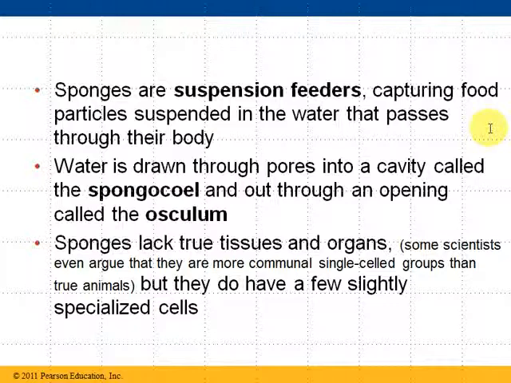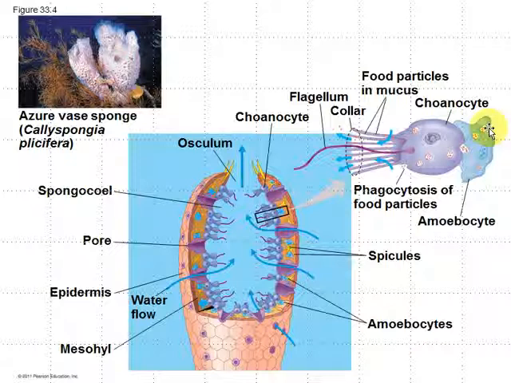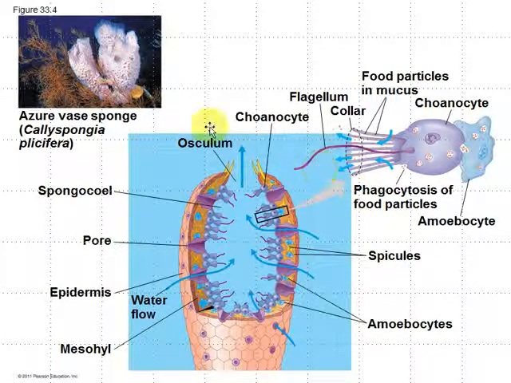If you were to take them apart, first off, you'll notice they have no true symmetry. A sponge can be almost any shape or size, and you won't find any symmetry. You won't find any way to subdivide and say, okay, here's how you can get a mirror image. Here's a good example called a vase sponge right here.